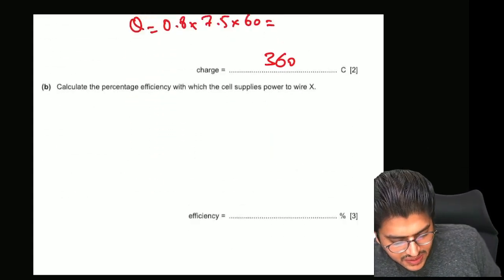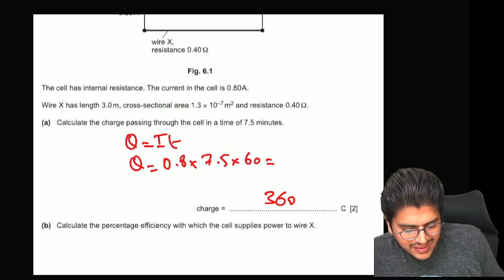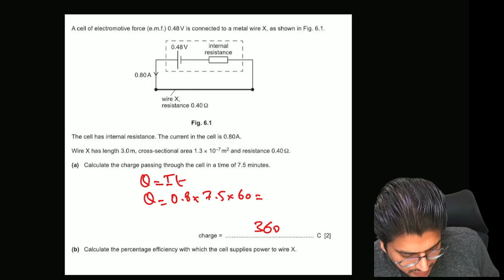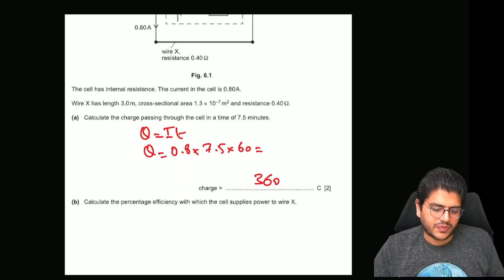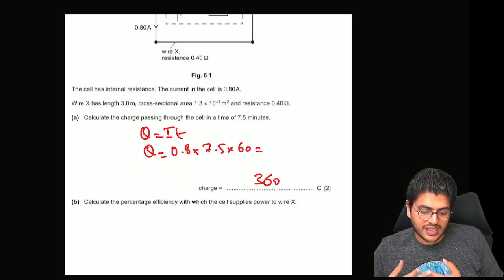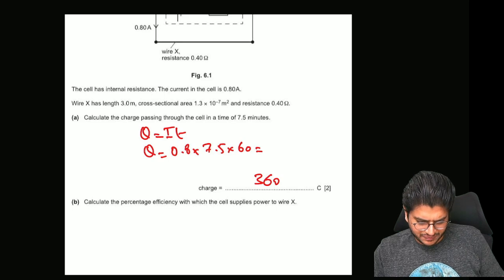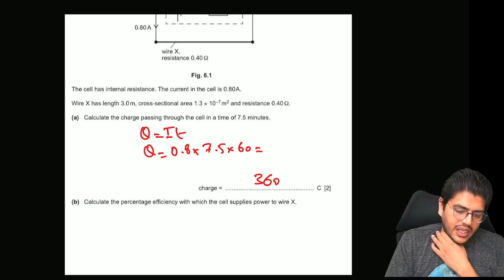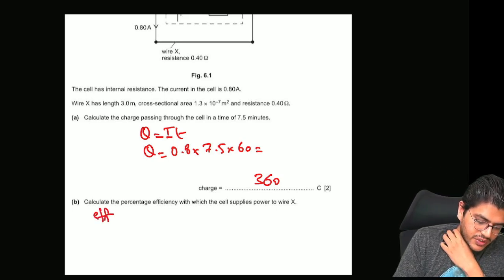Calculate the percentage efficiency with which the cell supplies power to X. So basically, percent efficiency with which the cell supplies power to X. Efficiency. What is efficiency? Efficiency is your useful power output. Useful.